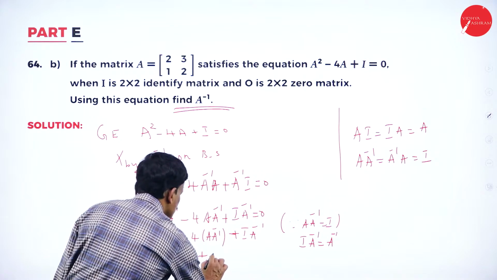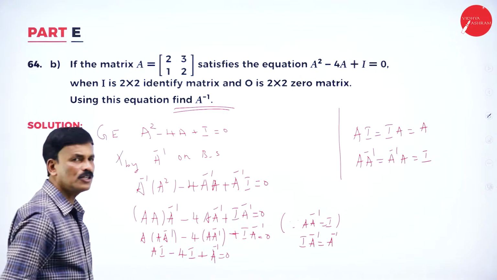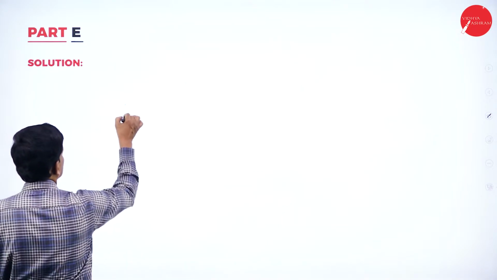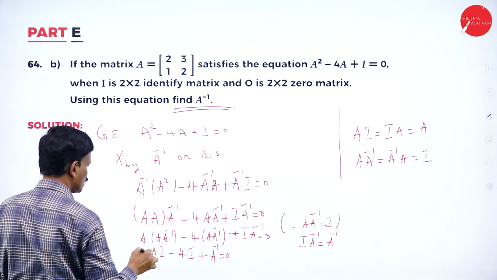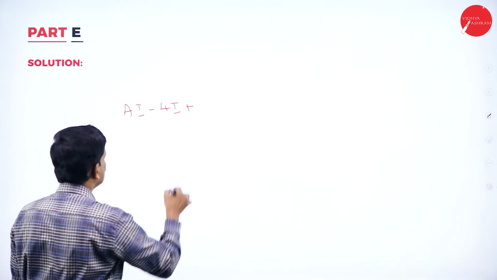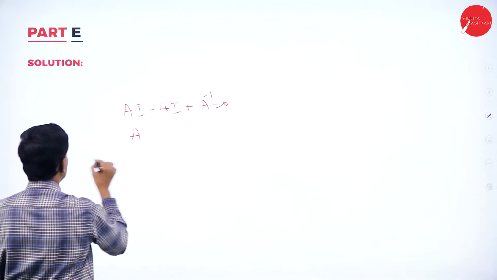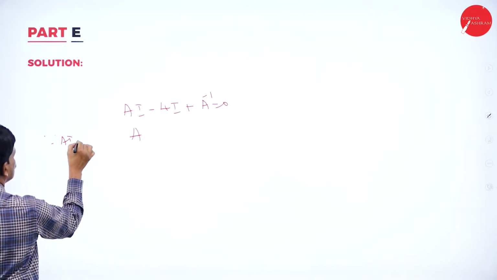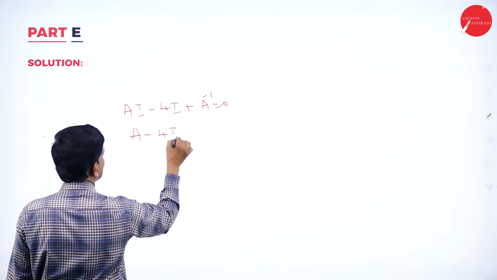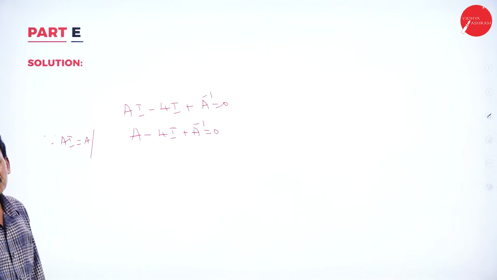I into A inverse is equal to 0. Right. Now, what is A into I? A into I is equal to A. So, A I minus 4I plus A inverse is equal to 0. Now, what is A? A into I, since A into I is equal to A itself. A minus 5I plus A inverse is equal to 0. This is the equation we are going to get.